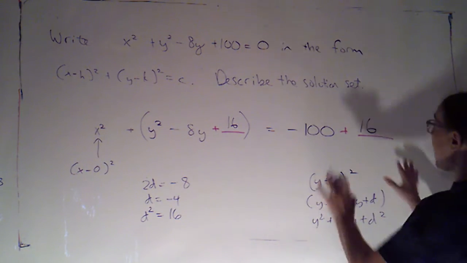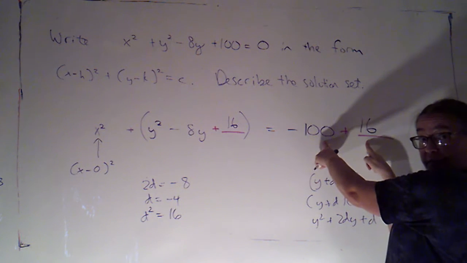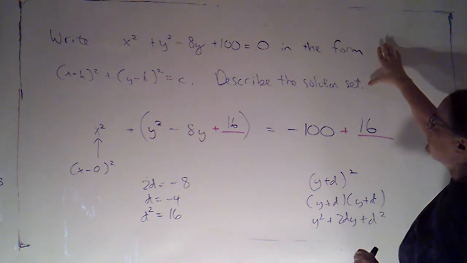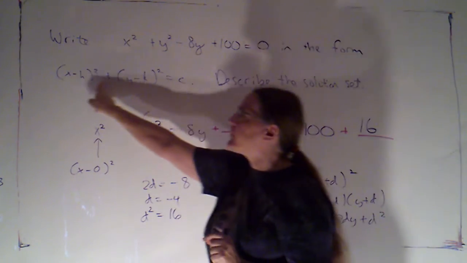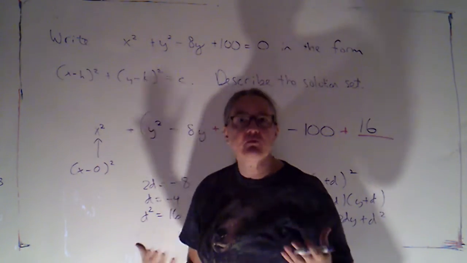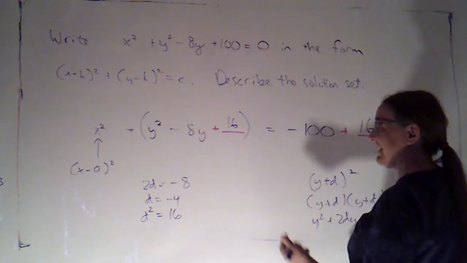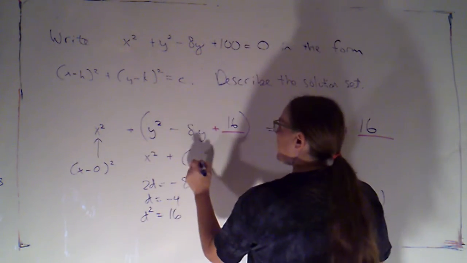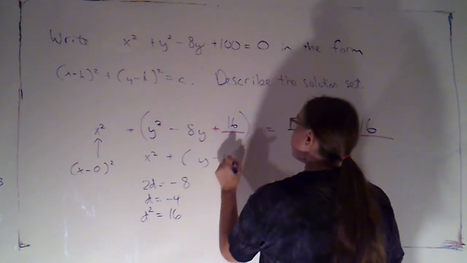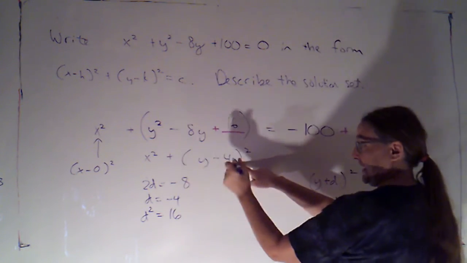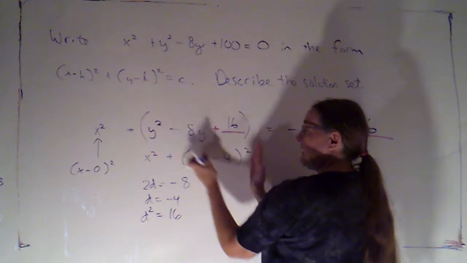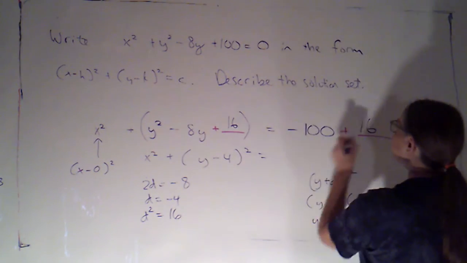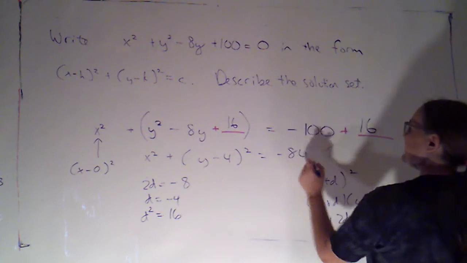Okay. Now, I can see at this point, this number on the right is still going to be negative, so I can see that there's no solution. But do notice my directions did say to rewrite it in this form. So I do want to finish simplifying it. So I would say this is x squared, plus that becomes (y minus 4) quantity squared. Once we've completed the square, that factors as a perfect square. And that's going to equal negative 84.